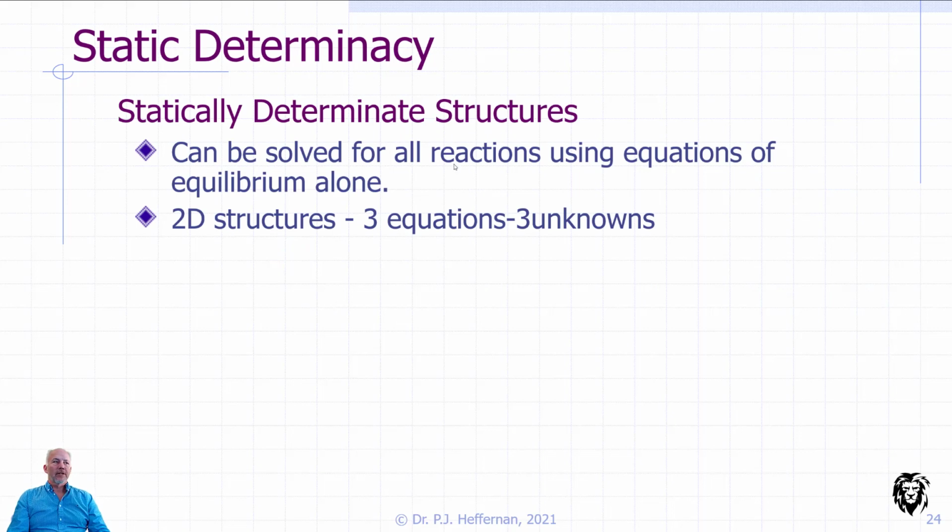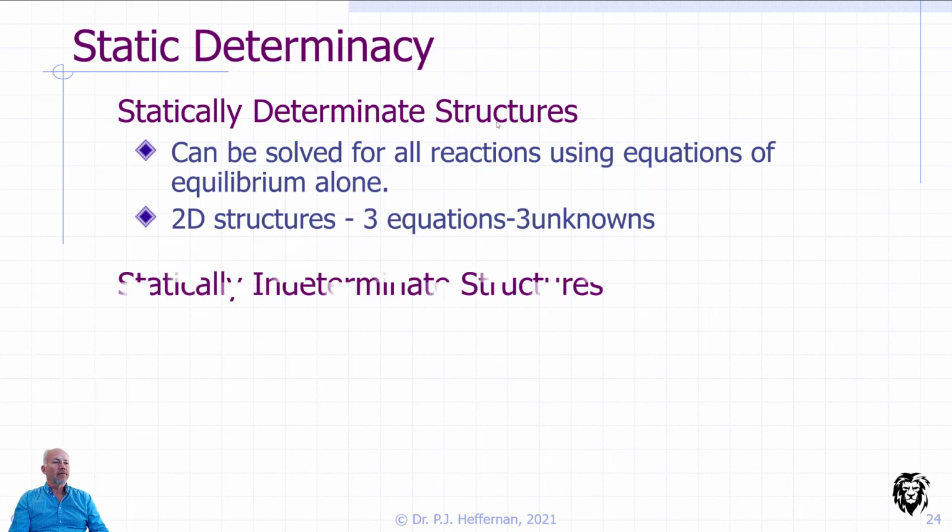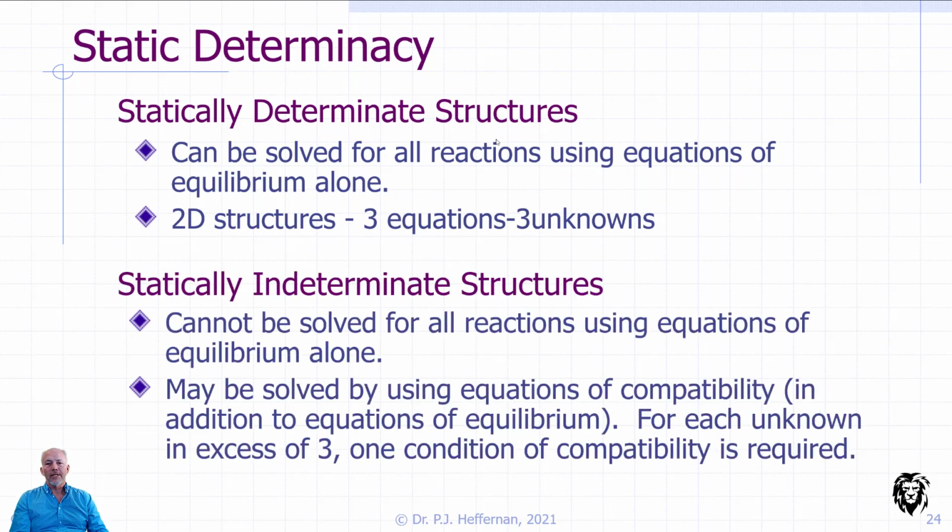So statically determinate structures can be solved for all reactions using just the equations of static equilibrium alone. So in 2D structures, 3 equations, 3 unknowns. If that was in 3 dimensions, you end up with 3 moments and 3 translations, x, y, z, and moments about x, y, z. So you have 6 equations and 6 unknowns.